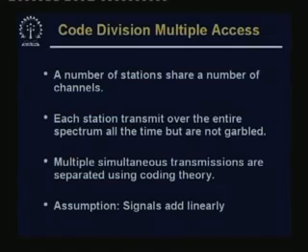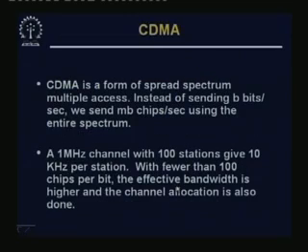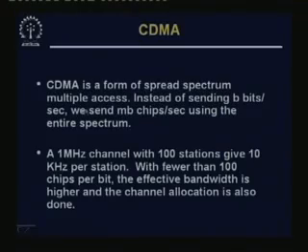So, multiple simultaneous transmissions are separated using coding theory. Of course, there is an assumption that signals add linearly. If it does not, then you have to do some adjustment, etc. We will not go into that. This is also known as a spread spectrum system. This is one kind of spread spectrum system. CDMA is a form of spread spectrum multiple access. It is spread over the entire spectrum.